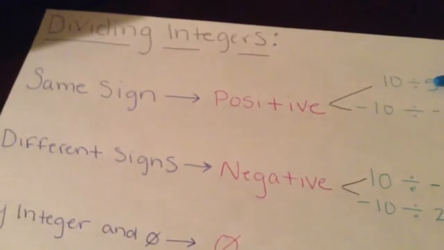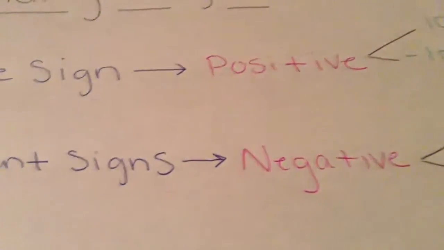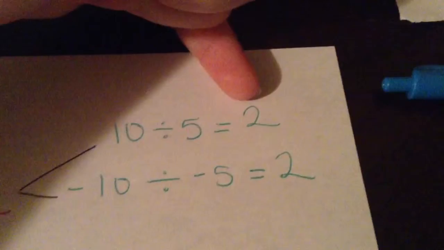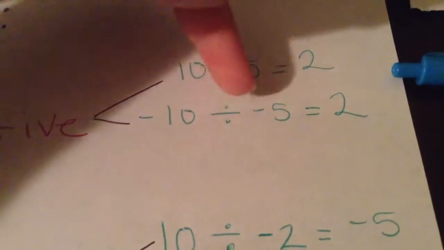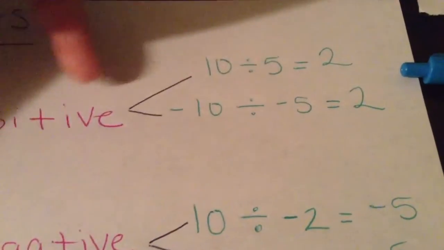And our last one for today is going to be dividing integers. Same sign, positive. Same thing as multiplying. So 10 divided by 5, our answer is going to be 2. Positive because they're the same signs. Negative 10 divided by negative 5, positive 2 because they're the same signs.